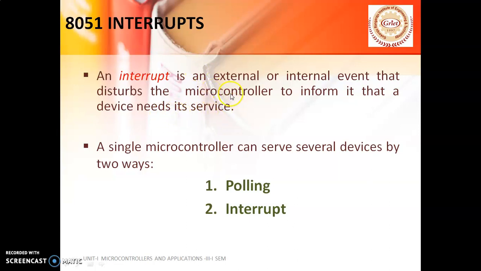Like we have external events, we have internal events. If any of the interrupts are disturbing the microcontroller, what does the microcontroller have to do? It has to provide the services to that particular external device or the internal one. Coming to the next point, a microcontroller can serve several devices in two ways. One is the polling method and the other one is the interrupt method.